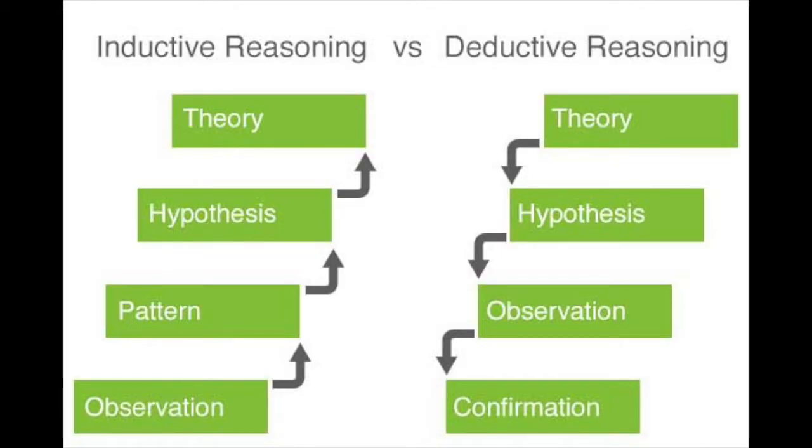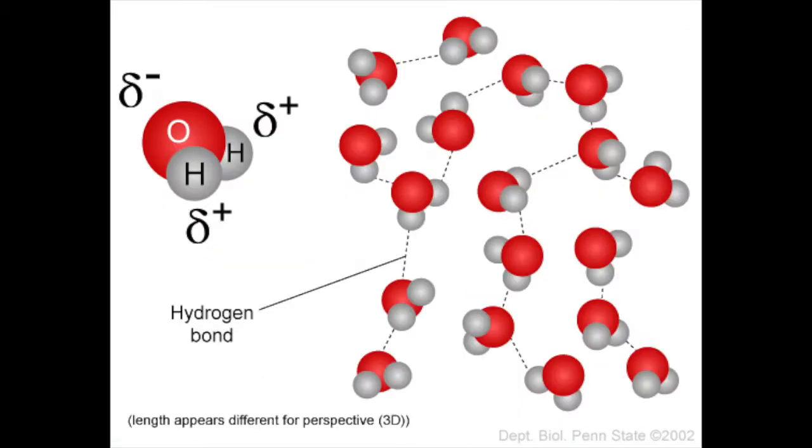Both get used in the natural sciences, but we will usually use deductive reasoning. What this means is that we will take a known theory and use it to explain why something happens. This is the case with hydrogen bonding and water.